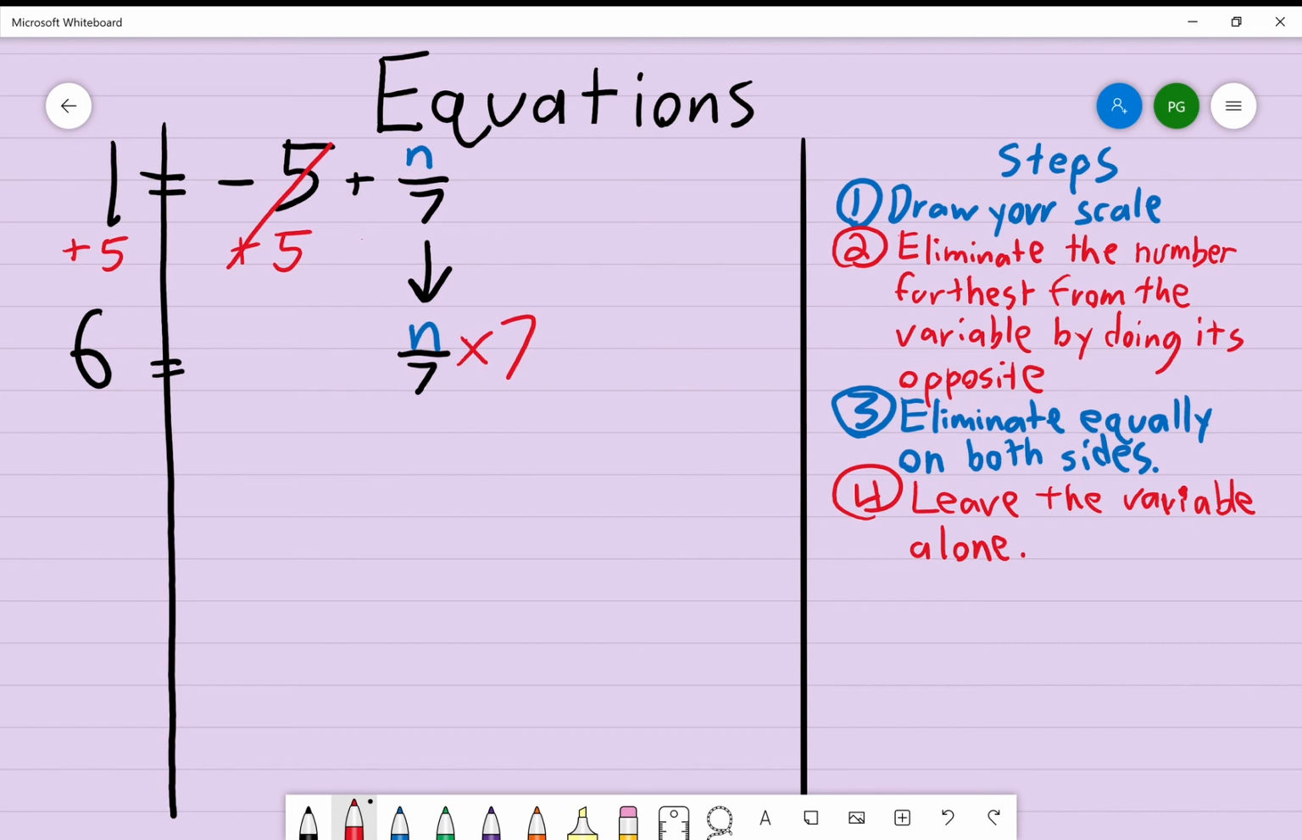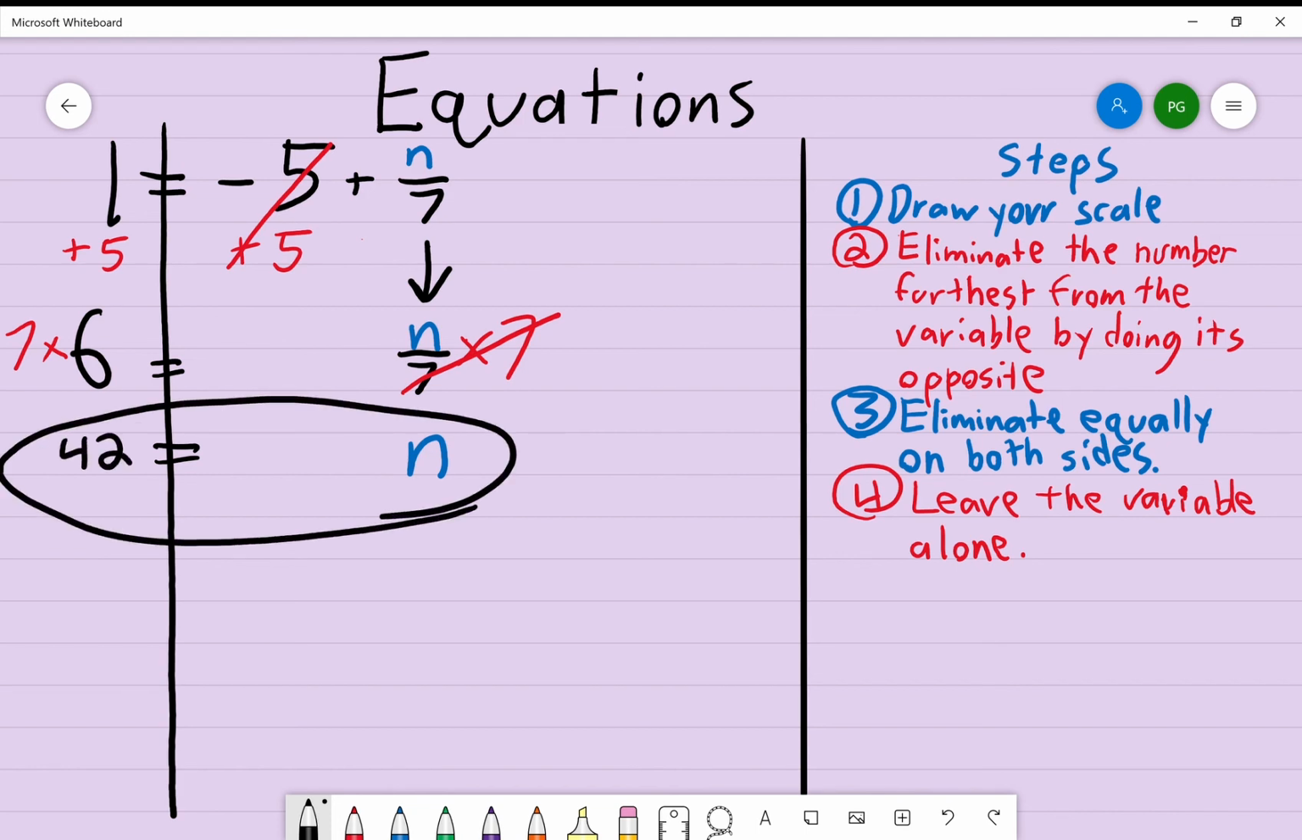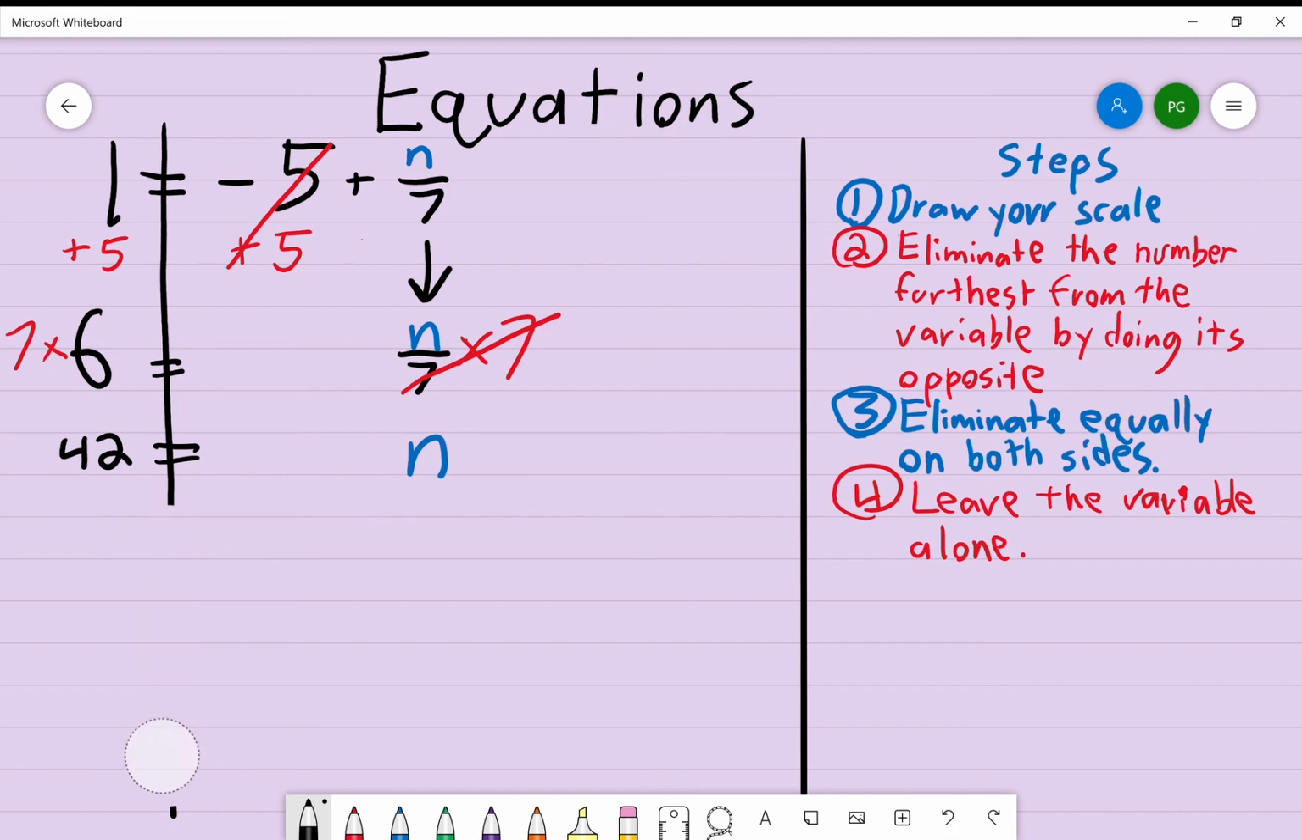Multiply by 7. And once again, if I do it on the right-hand side, I need to do it on the left as well. So I'm going to go ahead and multiply it by 7, okay? So, dividing by 7 and multiplying by 7 cancel out. It leaves me with n equals 7 times 6, which is 42. That's my answer. Now, let's imagine that I want to check my work because I feel kind of weird about this one. Let me just check it.